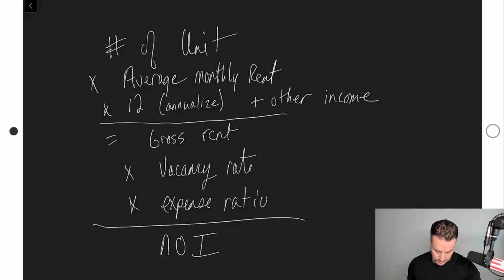Did I miss anything? Number of units times average monthly rent times 12 plus any other income that you have equals gross rents times vacancy rate. Yeah, that's right. Gross rents times vacancy rate times expense ratio equals NOI. So it's a really simple formula, even though I probably made it confusing, but it's actually really simple.